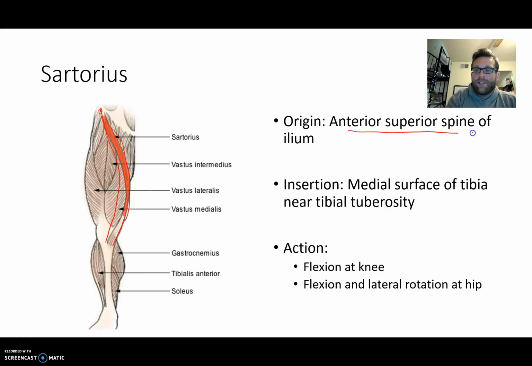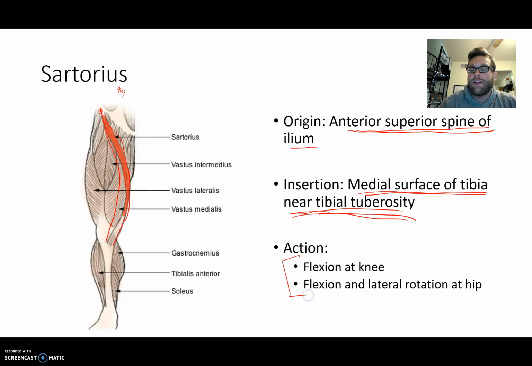Its origin is the anterior superior spine of the ilium. So it's going to start up here in the pelvis at one of those spines. It's going to insert on the medial surface of the tibia, near the tibial tuberosity. So not directly on it, but right above it. When you're describing origin, anterior superior spine of the ilium, that's what you need to write. For insertion, medial surface of tibia is fine. You can say near tibial tuberosity, that's also acceptable. So near tibial tuberosity, not tibial tuberosity. And that's how you can describe it.